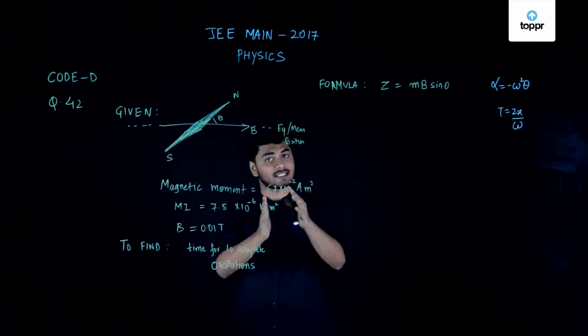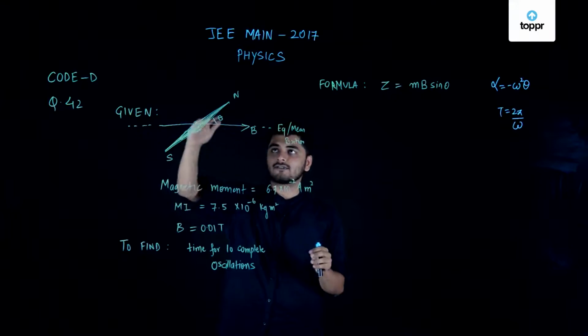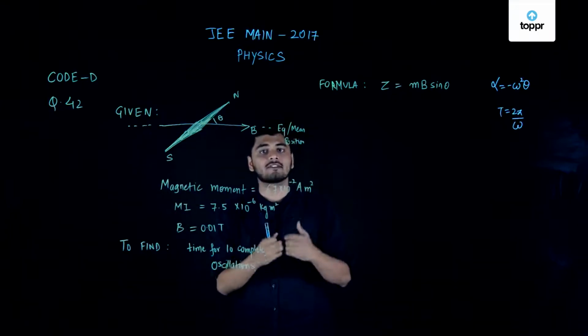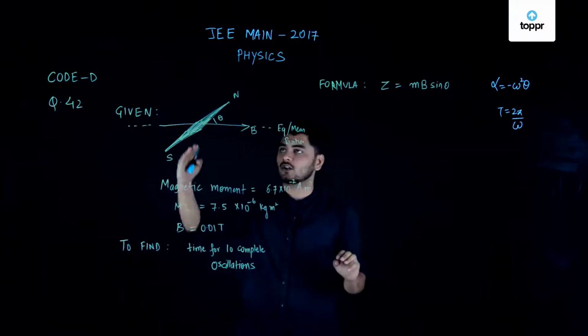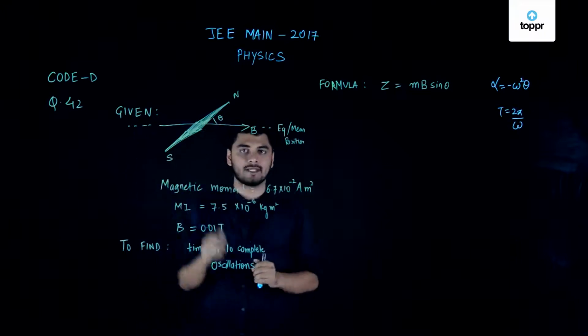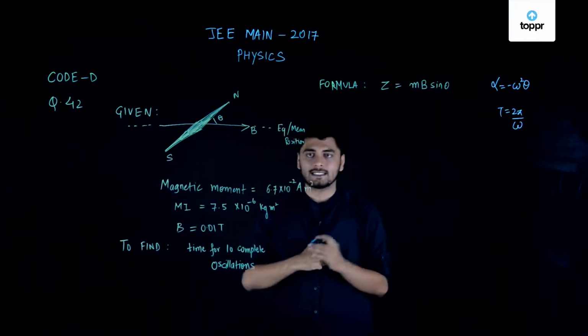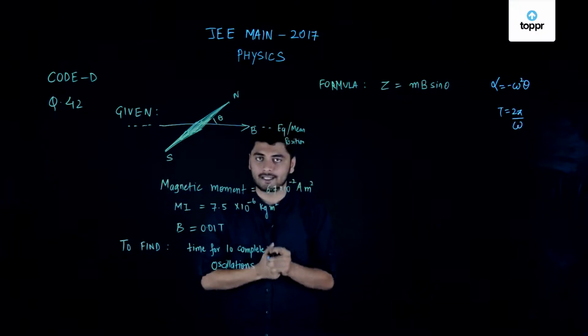The idea behind it is fairly simple. We first find out the torque due to this magnetic field on this needle, and then using that we finally find out the time period of oscillations. We know that the torque acting on a needle kept in a magnetic field, if it is displaced by theta from its mean position, is given by mB sin theta, where m is the magnetic moment and B is the magnitude of the magnetic field.